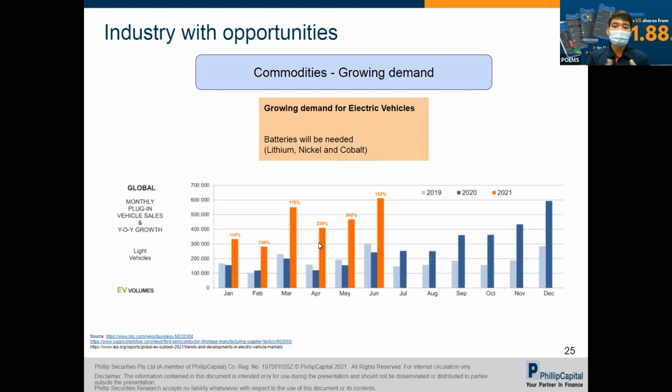And to meet the demand for electric vehicles, you will need batteries. And batteries are made from lithium, nickel, and cobalt. Thus, we can say that these metals will be needed more in the future.